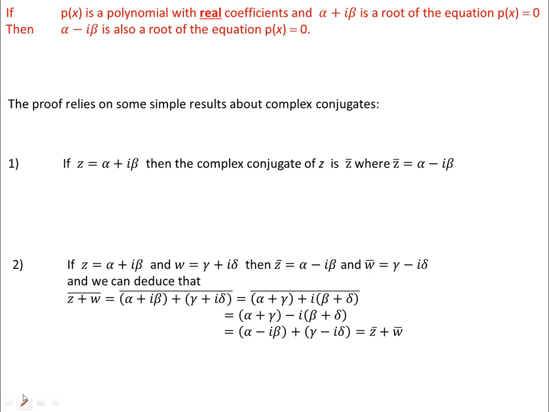And this result can be easily extended to adding 3 or 4 or 5 or 6 or any number of complex numbers together. So the complex conjugate of a sum of complex numbers is the same thing as the sum of the complex conjugates of each of those numbers.